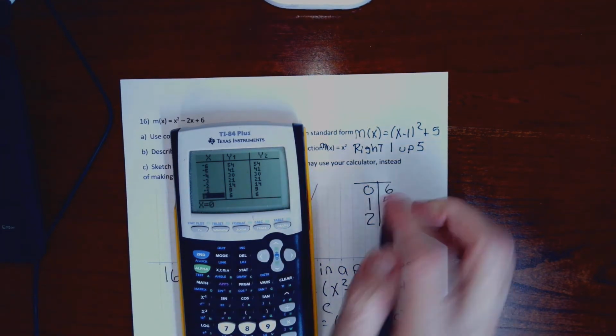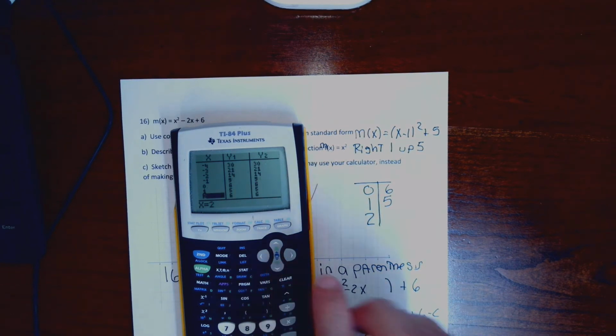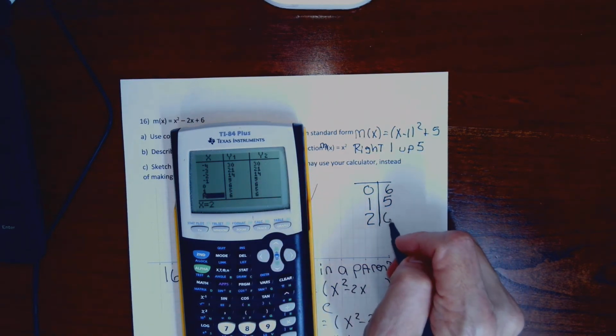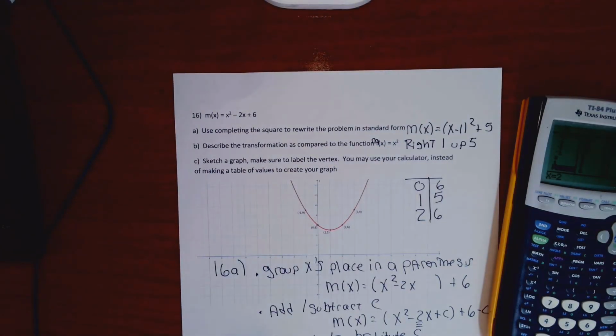Next to 0, I get 6. Next to 1, I get 5. That's my vertex. I actually should know that ahead of time. And next to 2, I get 6. Plot those 3 points, connect them, and get your parabola.